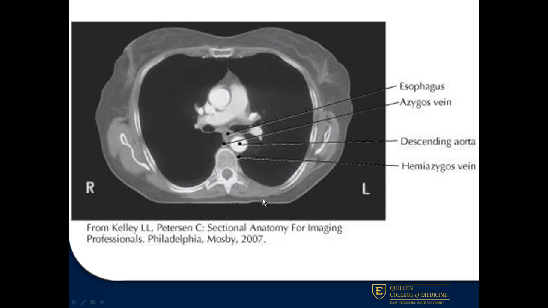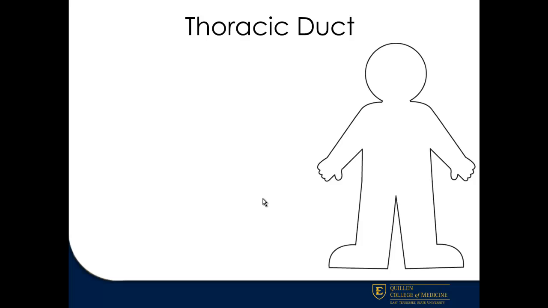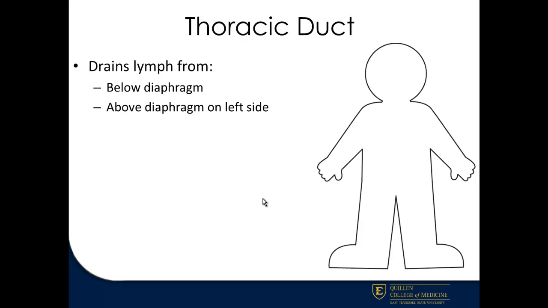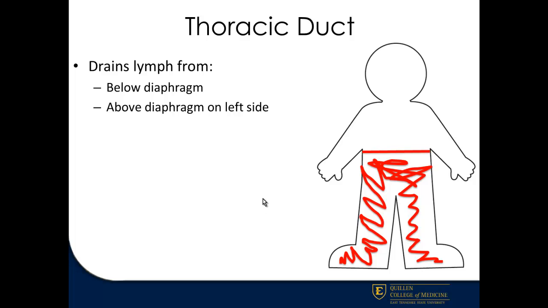So our thoracic duct isn't something we can typically see on a CT scan unless it's dilated because of pathology, but it would be located here in the middle of all of these structures with that green star indicated. So what is the thoracic duct? It's a structure that's going to be draining lymph and chyle from below the diaphragm and above the diaphragm, but only on the left side. So the head, neck, chest, and arm on the left side, the abdominal area, and the lower extremities are all draining into the thoracic duct.